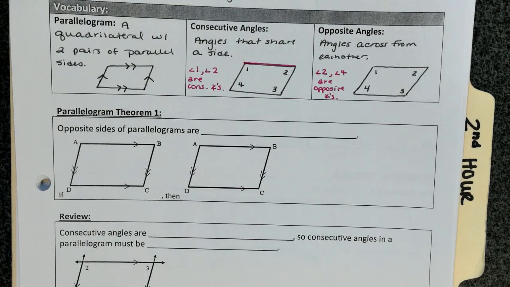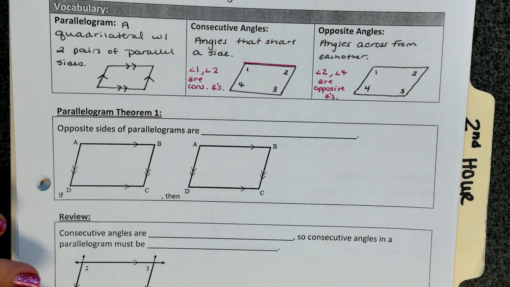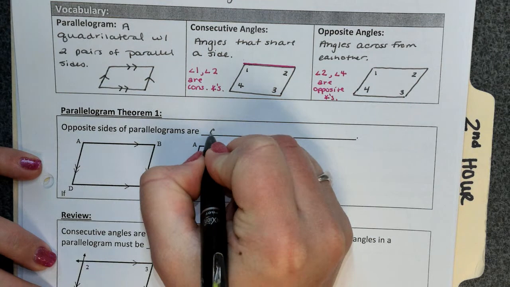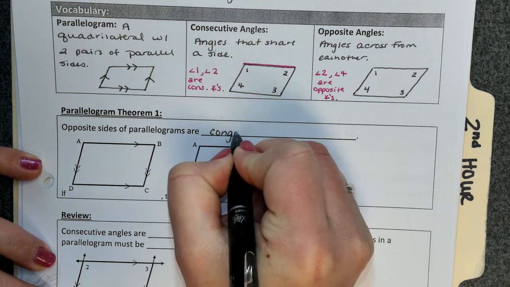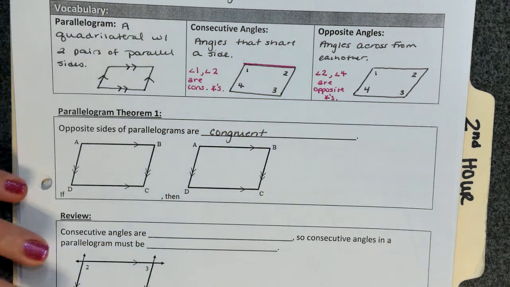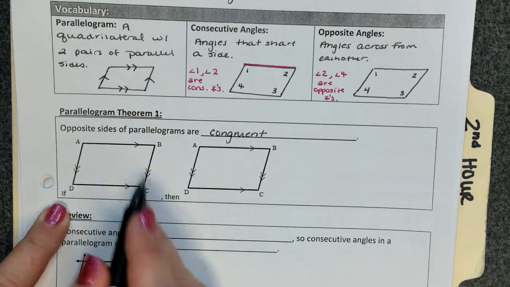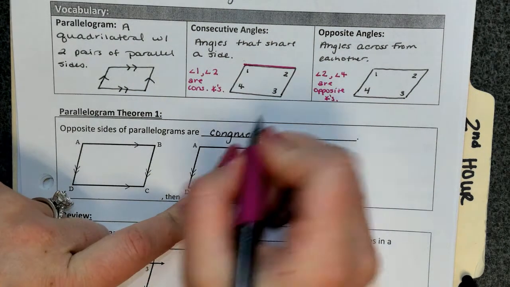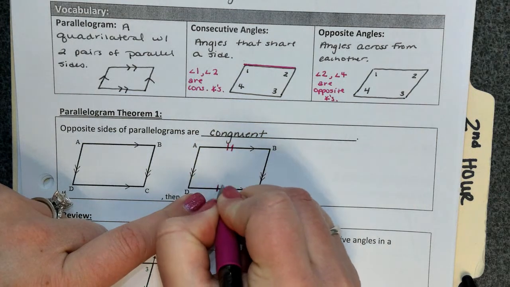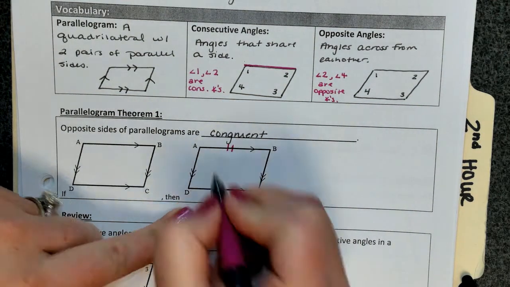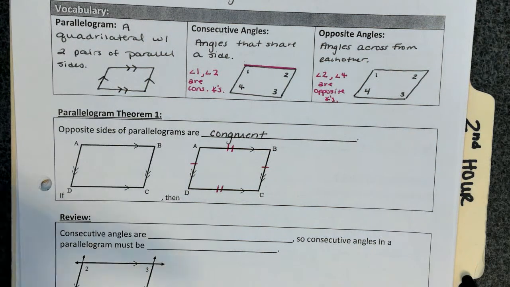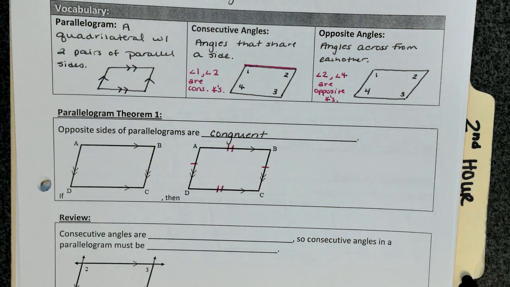The first theorem says that opposite sides of parallelograms are congruent. So that's one of the properties. If you have a parallelogram, then I know that this side is going to be congruent to that side, and this side will be congruent to that side. They'll have the same length.